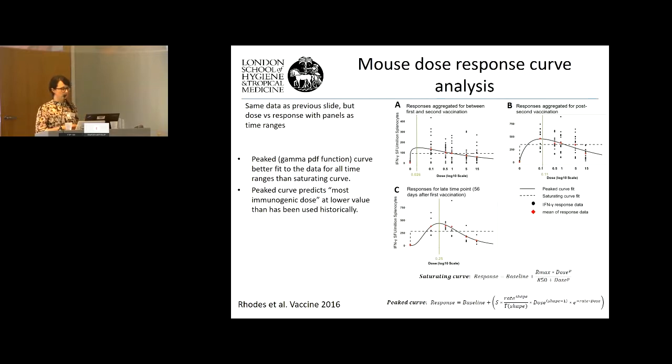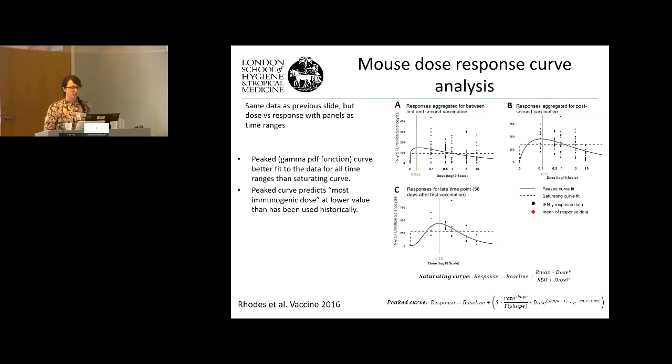According to the end time point, which we equated to more of a memory response, something you might be interested in in terms of being protected, the predicted dose was a lot lower than has been tested in mice before. So we established that something is going on with the immunological response to dose, meaning that the higher doses are not giving you a high interferon gamma response. That was the first stage, our first piece of work.